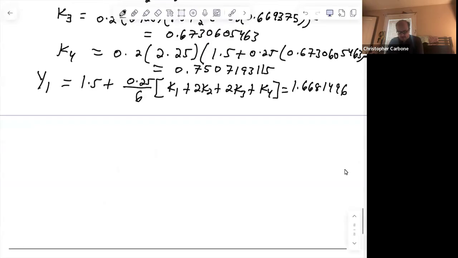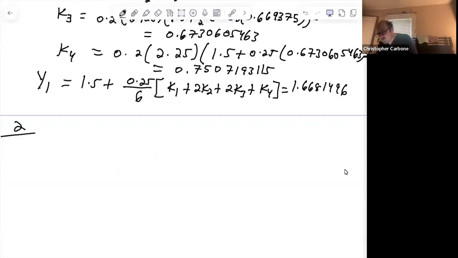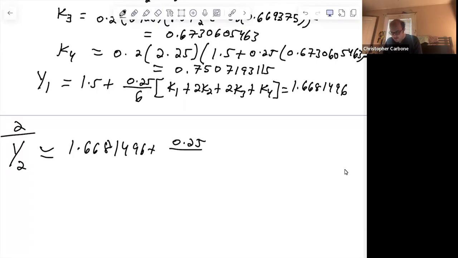Now, the second iteration of this, I'm not going to bore you with me doing out every single long calculation, but you could simply check them on your own to make sure that these are accurate. But this one takes y sub 1, which is 1.6681496, plus 0.25 over 6 times all those values for k for this new one now. And I'll just write these ones out.